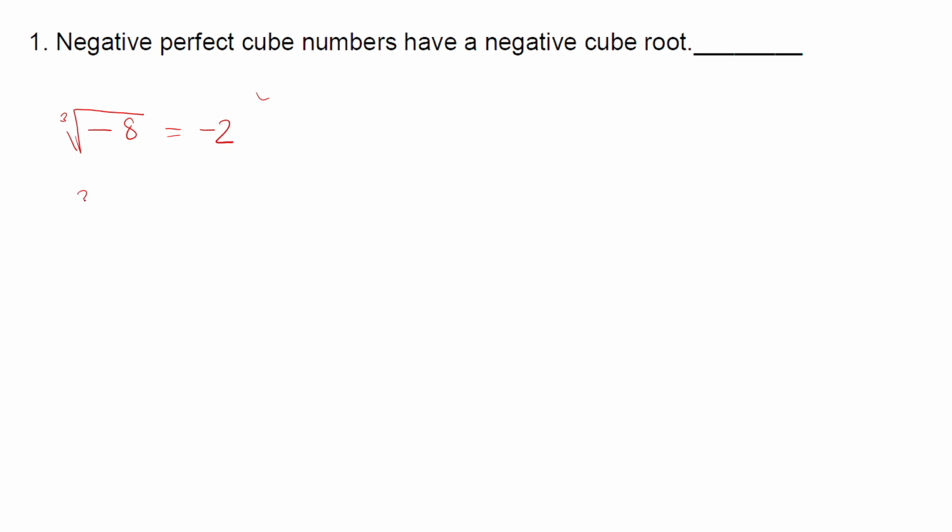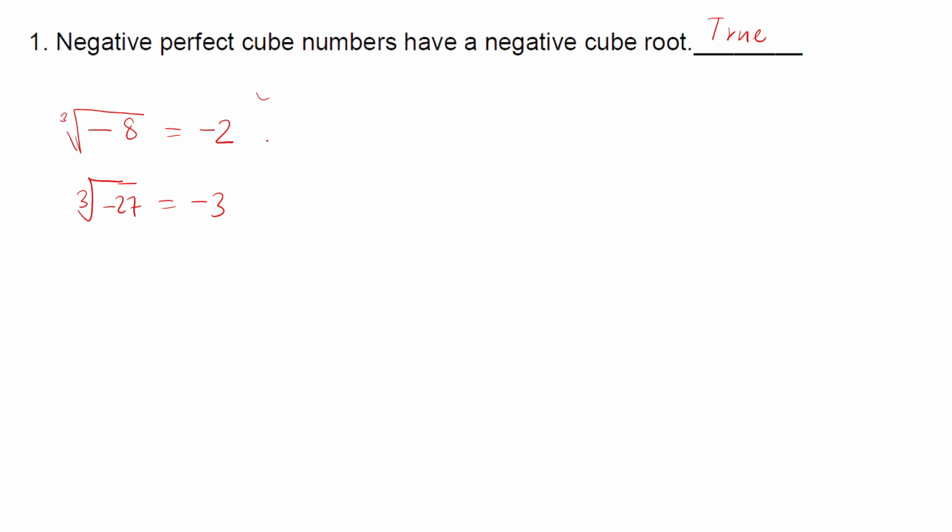Let's say we get the cube root of negative 27. The answer here is negative 3. So this question actually is supposedly true. I mean, this sentence is true because the cube root of negative 8 is negative 2, and the cube root of negative 27 is negative 3.